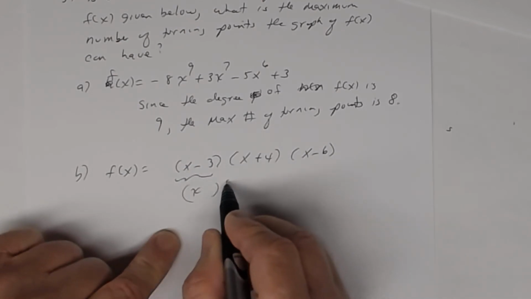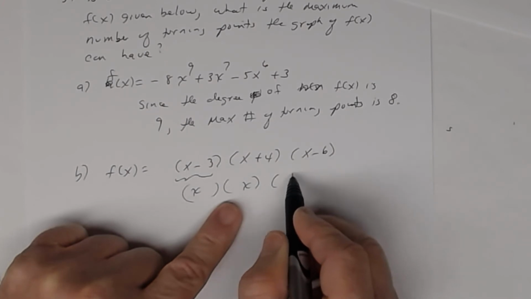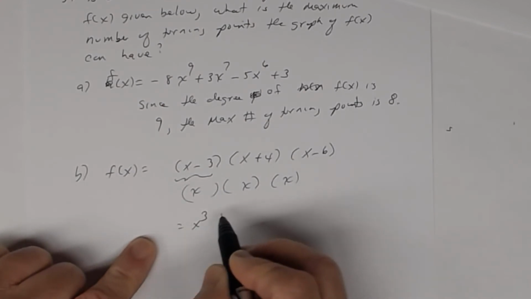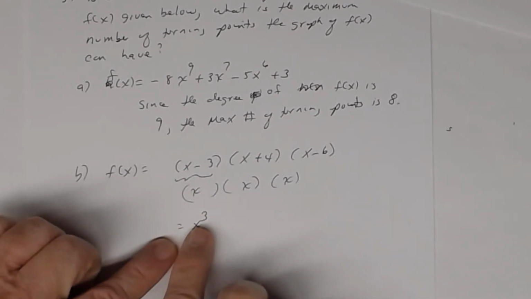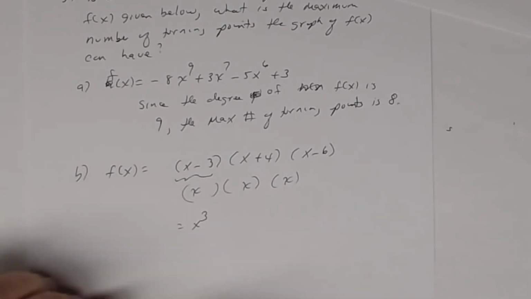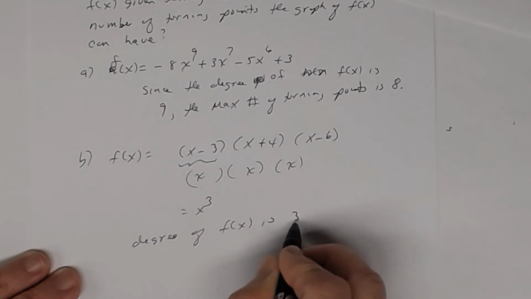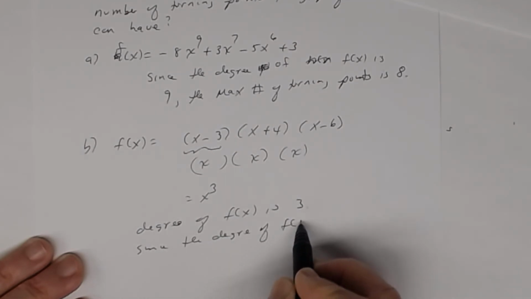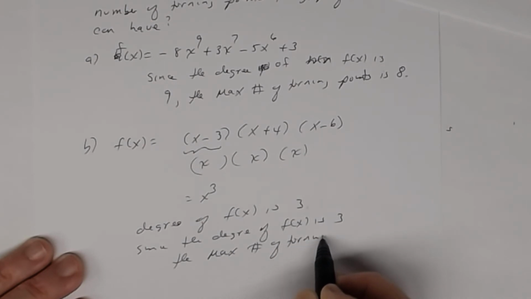And then over here, you're going to multiply that by the largest over here as well. The largest is x again. And over here, the largest degree term is x. So when I multiply this out, I get x times x times x, which is x cubed. If you were to multiply all this out, the largest degree term would be x cubed. You have a bunch of other terms, but this would be the largest. So the degree of f of x is 3. Since the degree of f of x is 3, the maximum number of turning points is 2.